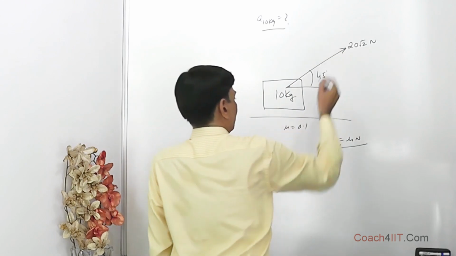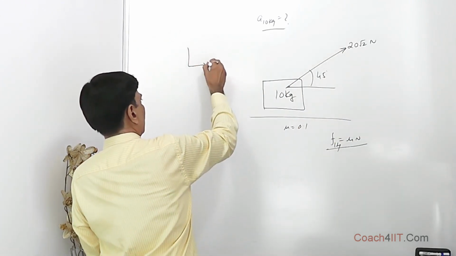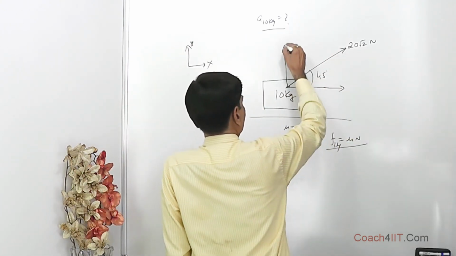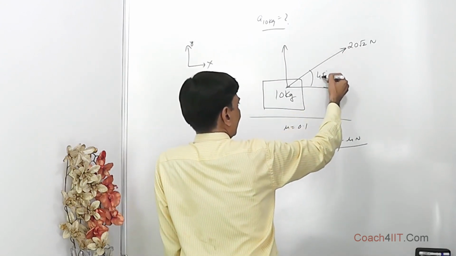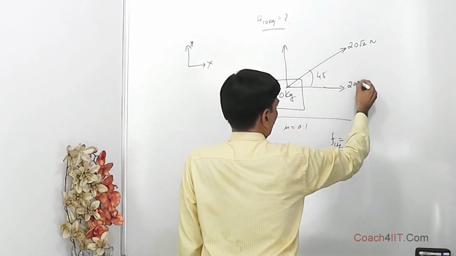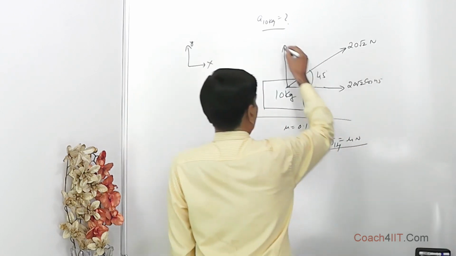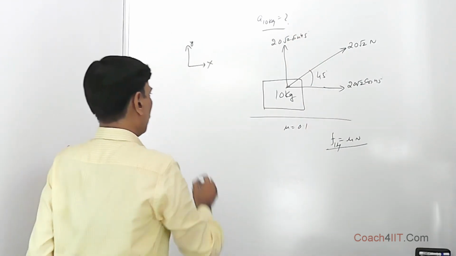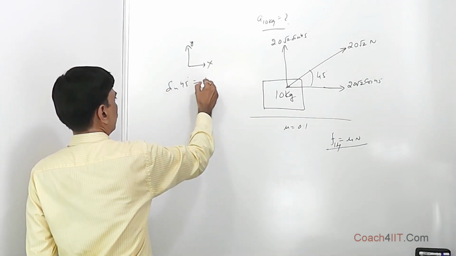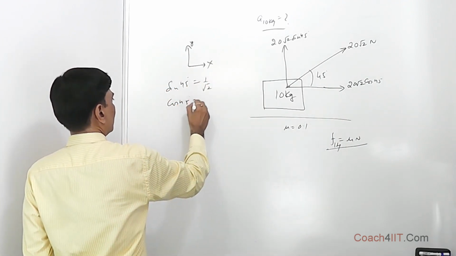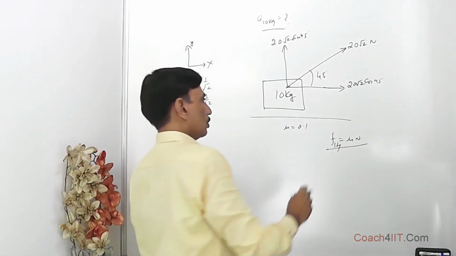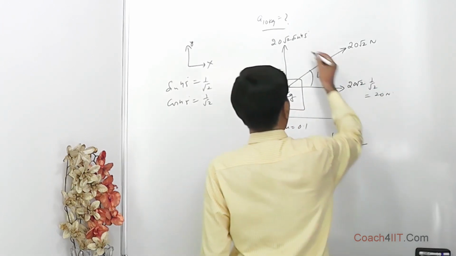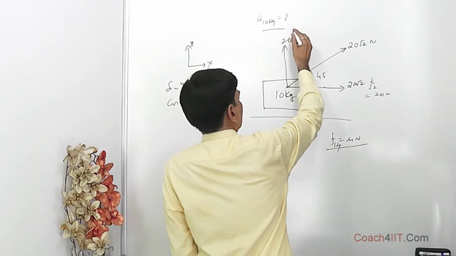When 20 root 2 Newton is being applied over here, this is the x-axis, this is the y-axis, and we can break this force along two axes. One is this way, the other is this way. This is theta 45 degrees, so this is the cos component: 20 root 2 cos 45 degrees, and this is 20 root 2 sin 45 degrees. Now we know that sin 45 degrees is equal to 1 by root 2, and cos 45 degrees is also equal to 1 by root 2. So when you put the value of 1 by root 2 over here, this comes out to be 20 Newton. Same way, this will also come out to be 20 Newton.